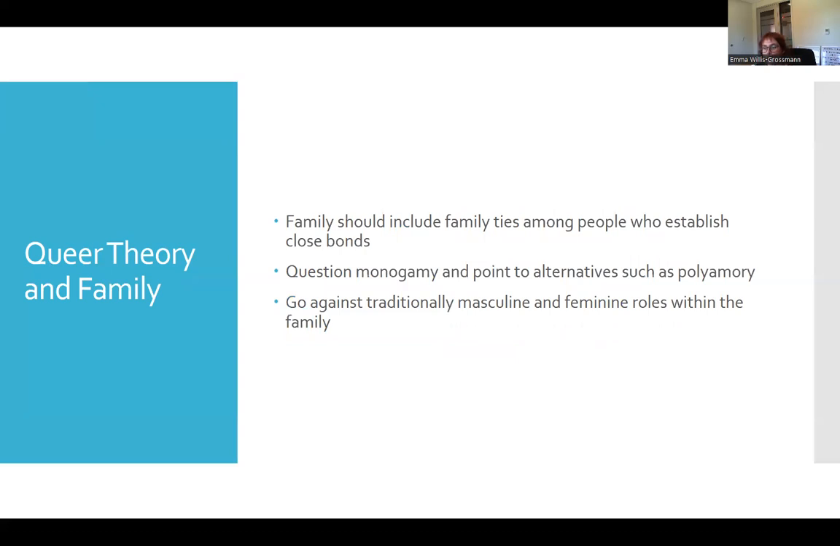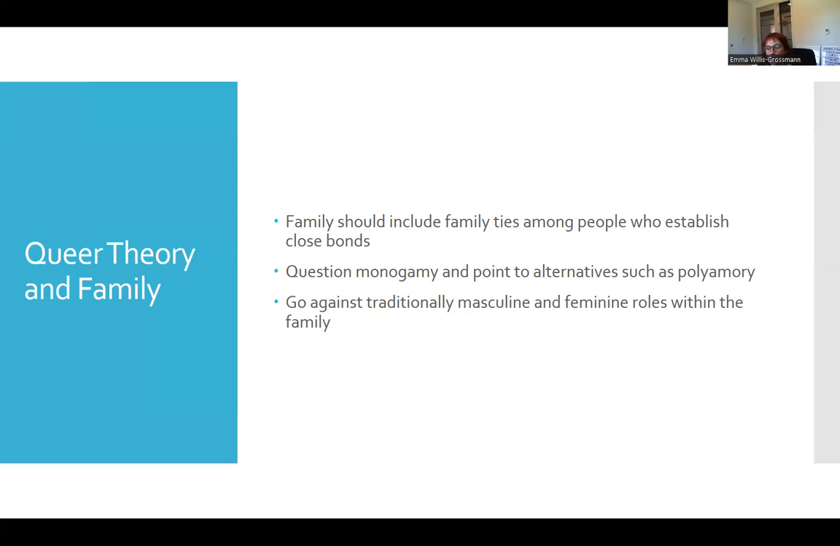Let's discuss a little bit more how queer theory can be applied to families and family science. So the Census Bureau defines family as two or more people who are related by birth, marriage, or legal adoption and reside together. Queer theorists argue that families should go beyond this limited definition to include people who have close ties, even if they are not related or live together. So, for example, people may include close friends as part of their family, which again kind of goes back to that idea of voluntary kin.